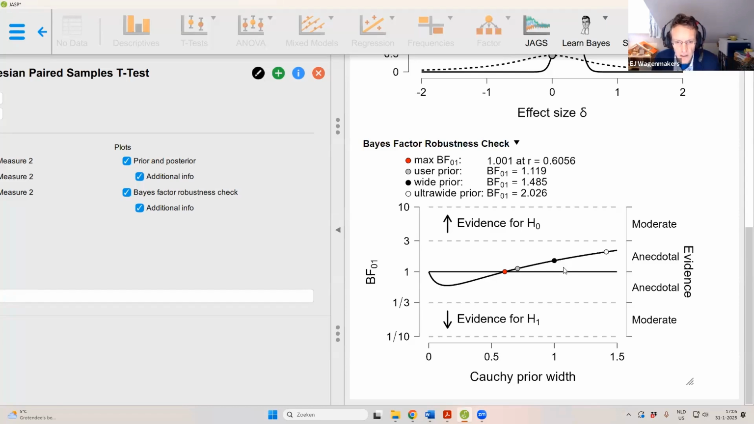But critically, what you can immediately see here is it does not matter how we change the width. The evidence is always anecdotal. It always falls in that bound from 3 to 1/3, right? So nowhere is this compelling. You can do what you like with the width of this prior distribution. It will never be compelling, right? So I think that's a good demonstration of the lack of evidence that a p-value near 0.05 provides.